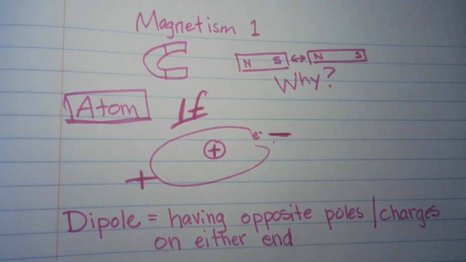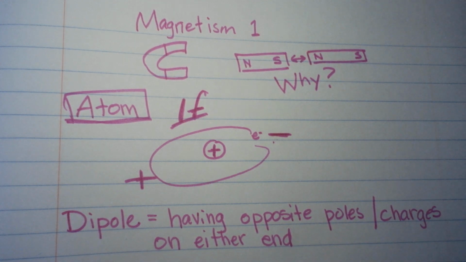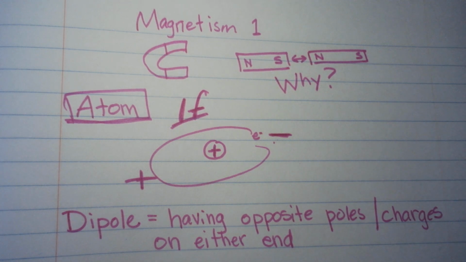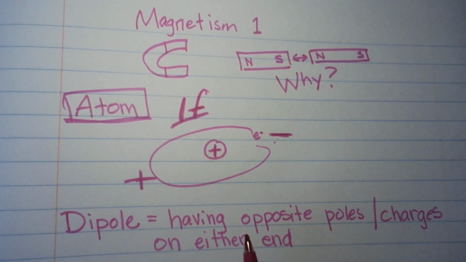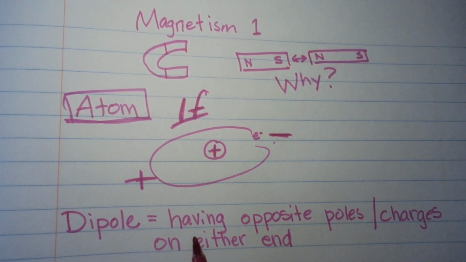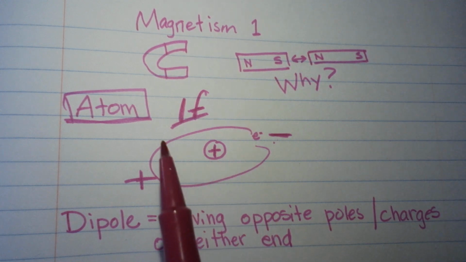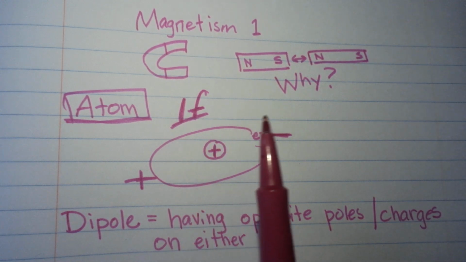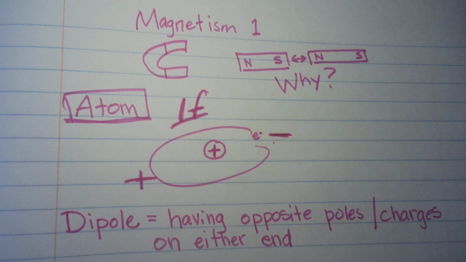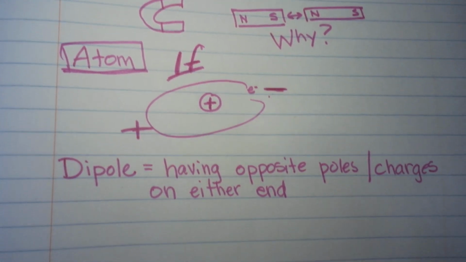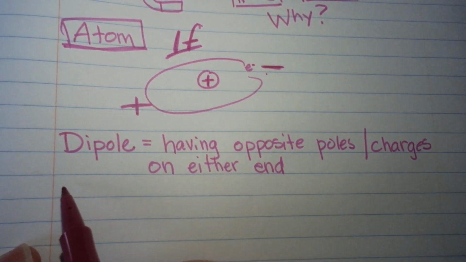Alright, the Earth has a dipole. We have a north pole and a south pole. Right? The Earth also has a magnetic field, which we're going to get into when we get into, I think it's lesson 3, Earth's magnetic field. Okay? So, if this atom were paused right here, we would have charges on either side. Okay? There are atoms that have something called a permanent dipole.